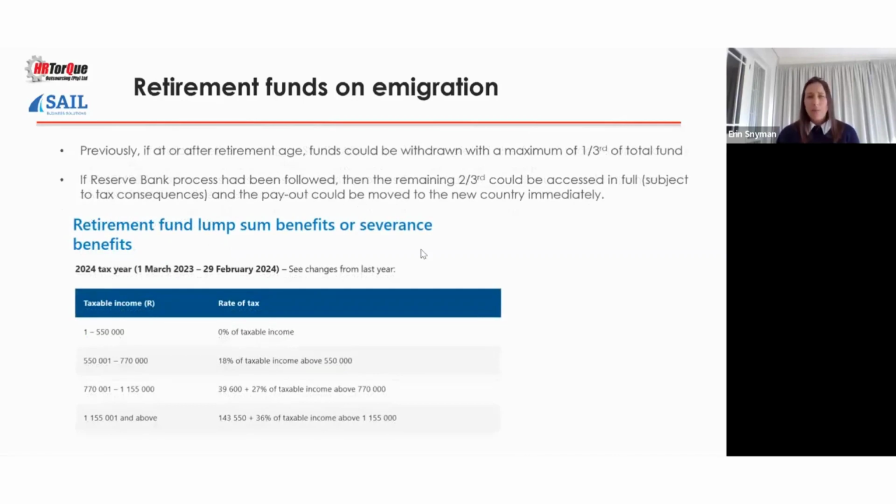So there's lots to weigh up here, lots of pros, lots of cons, lots to think about in terms of the return on your investment in South Africa versus offshoring that in the new country and seeing what sort of return you can get over there. So previously, if you were at retirement age, you could withdraw one third of the total fund. And if you had followed the process of the Reserve Bank, then you could offshore the remaining two thirds that could be accessed. Obviously, you pay the tax and then you could move it to the new country immediately.